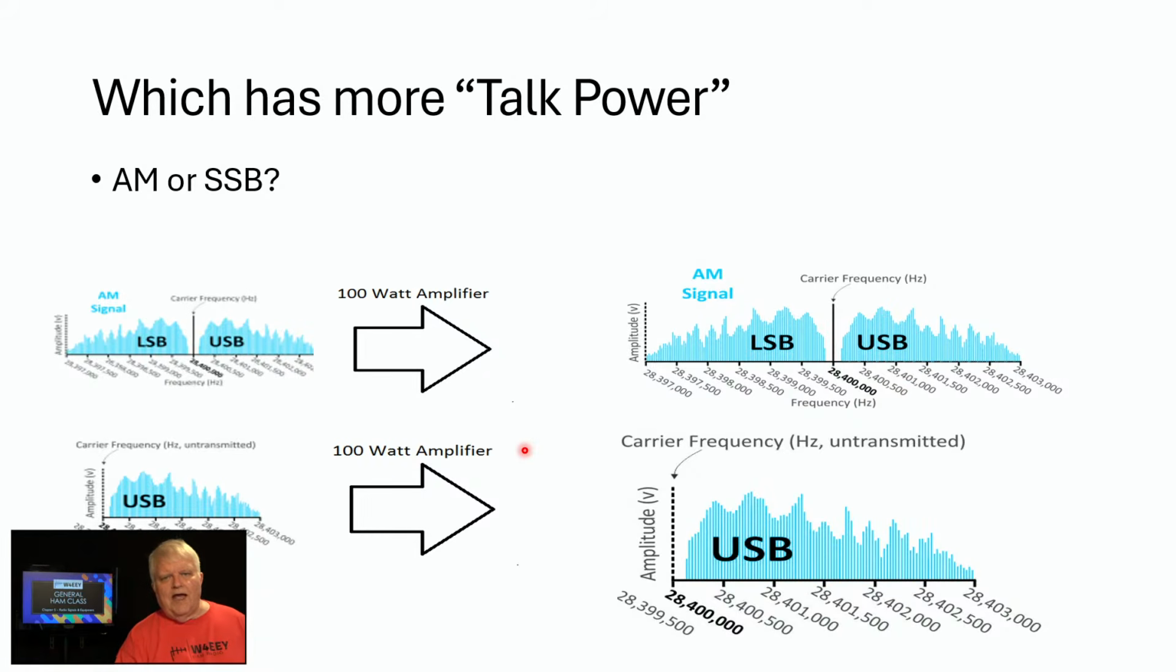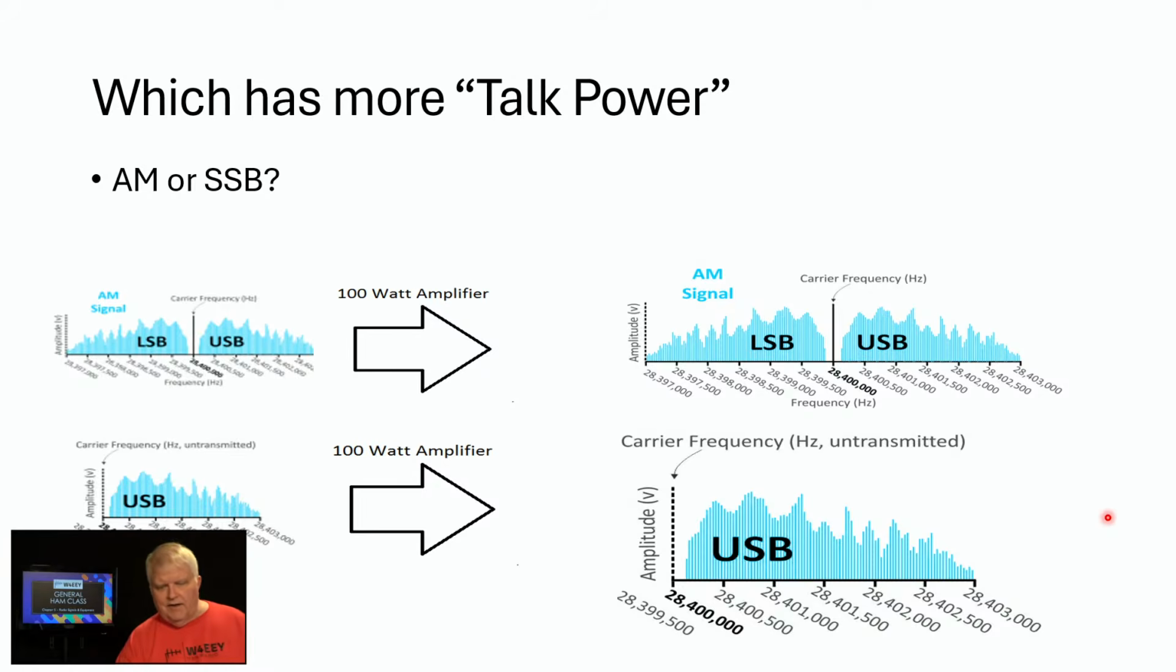With single sideband, you eliminate 2 of the 3, so let's say upper sideband only now. The RF amplifier, the 100 watts, can work just with that and amplify that stronger. So that's why single sideband goes farther than comparable AM, because you're not having to transmit redundant information.